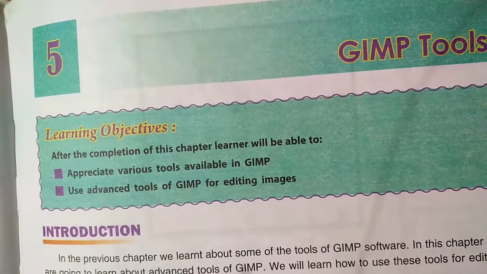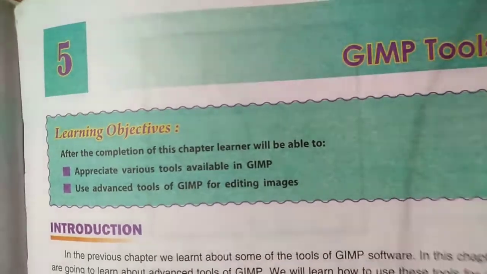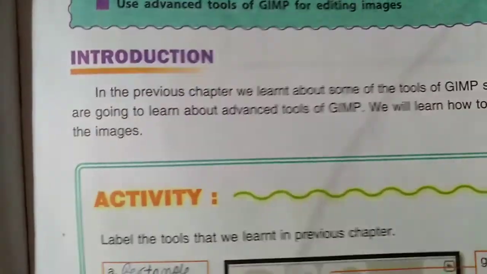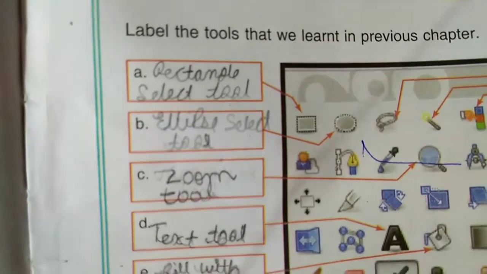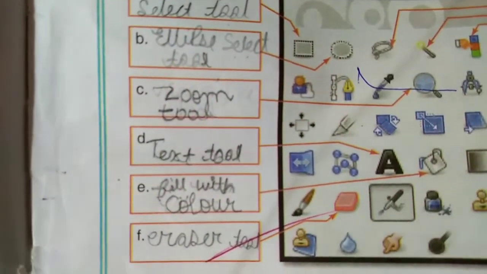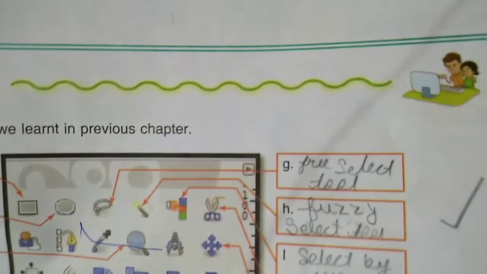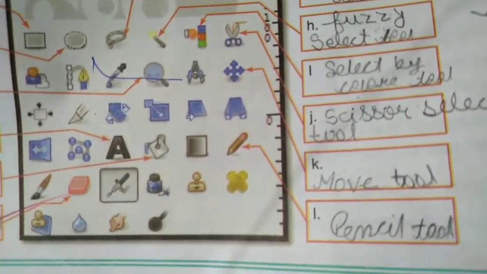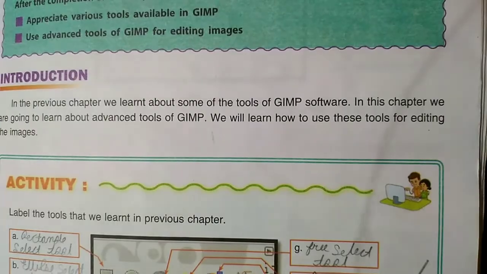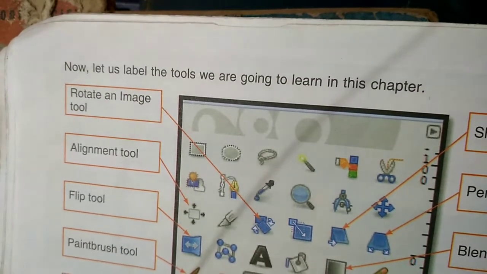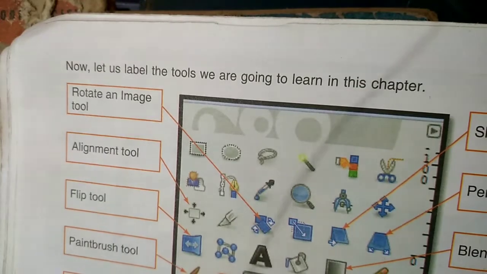Introduction. In the previous chapter, we learned about some of the tools of GIMP software. In this chapter, we are going to do a lab activity. Now let us label the tools we are going to learn in this chapter.